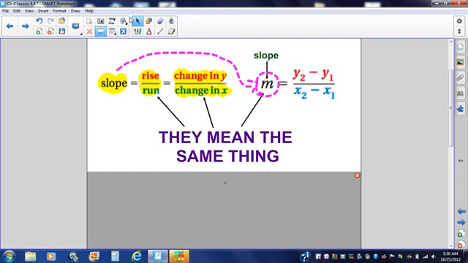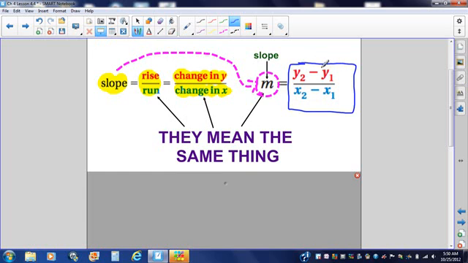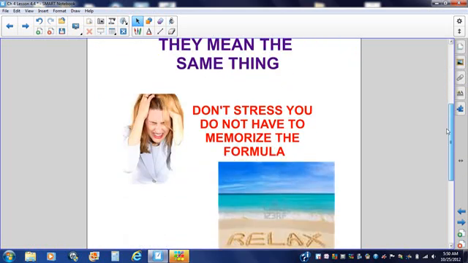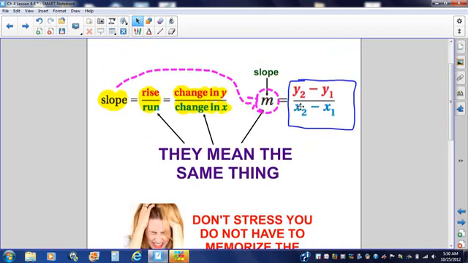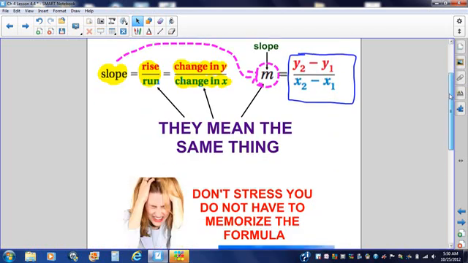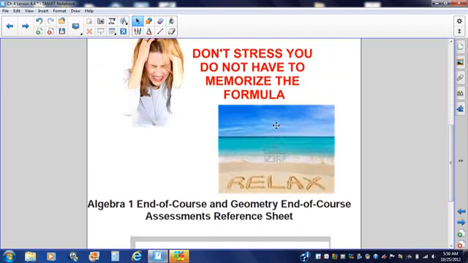The other thing that you need to become familiar with is the formula. The formula to find the slope is right here. So please write the formula: y2 minus y1 over x2 minus x1. There's your formula. Now, I don't want you to stress out. You do not have to memorize this formula. So just relax.